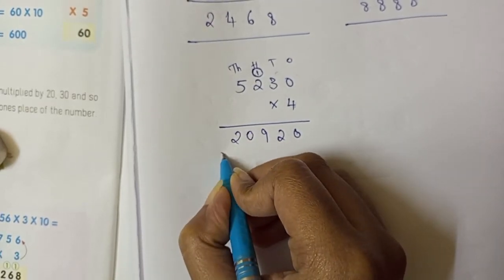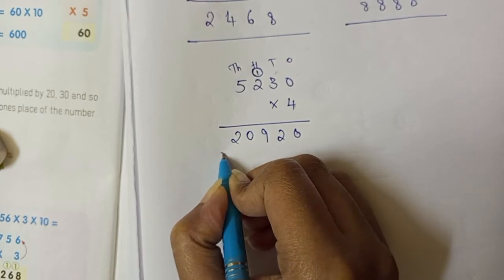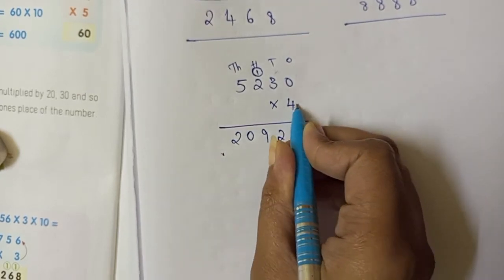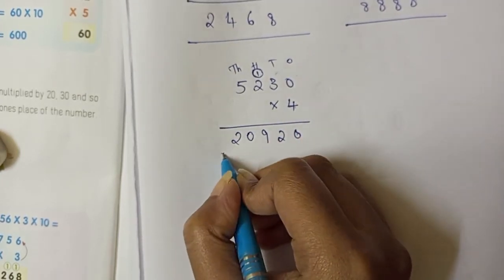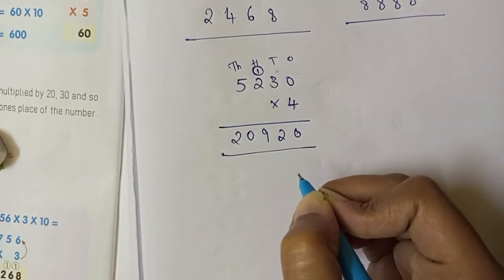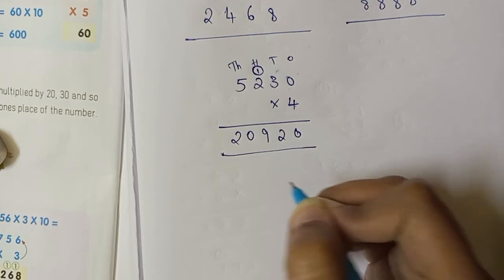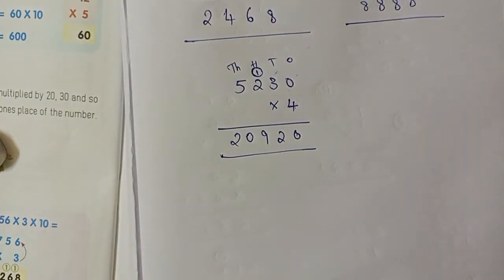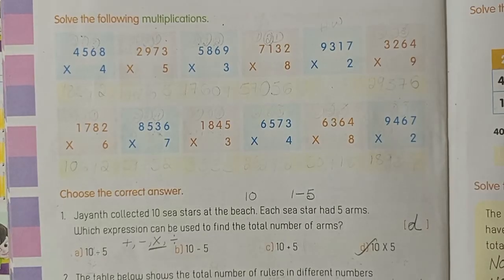So 5230 multiplied with 4, the product is 20,920. What is the answer? 20,920. Now all of you take out your maths workbook, page number 34.